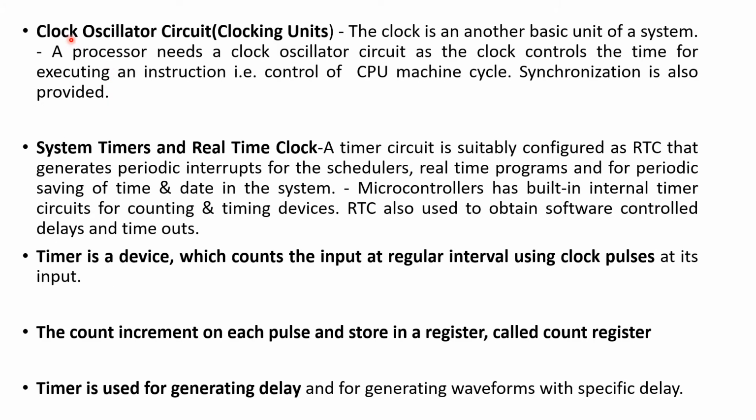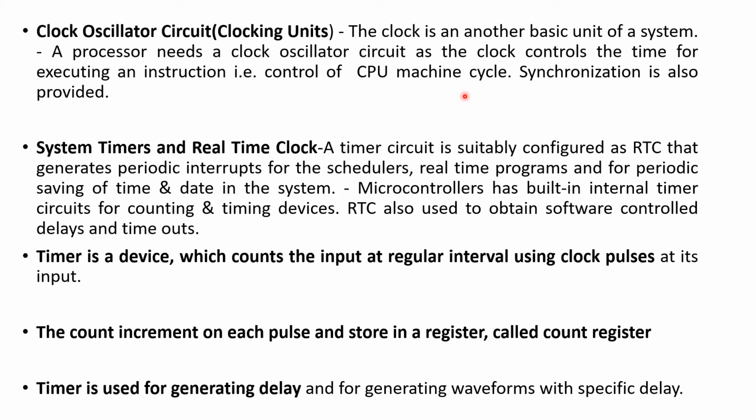The next important component after the power supply, the basic unit of the system, is the clock. We know there are many operations performed by an embedded system, and there needs to be synchronization. The most important thing is that we have to control all these tasks. Synchronization is required, which is provided by clock oscillator circuits, and the clock also controls the time for executing an instruction, that is, the control of the CPU machine cycle.